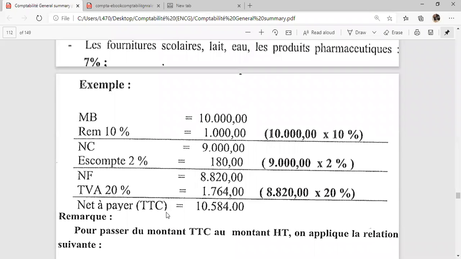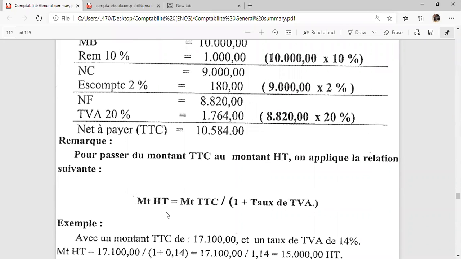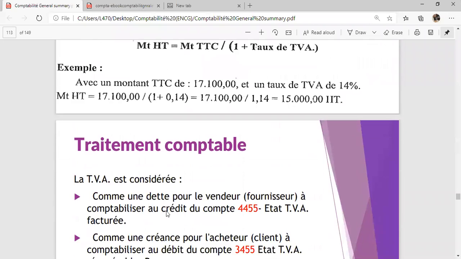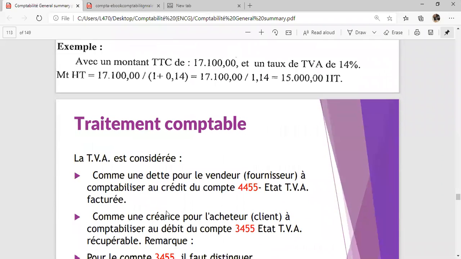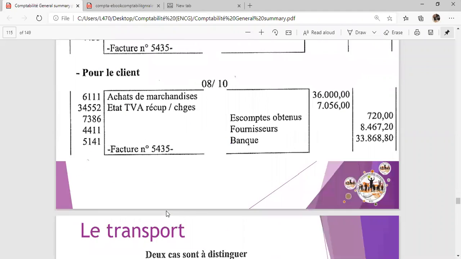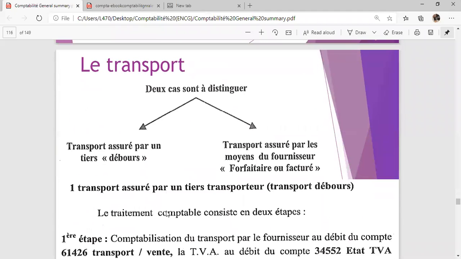Okay, so moving on to what we are going to start with today. We are going to start the segment for the transport. So the transport is a majoration because it adds on to the price of the already bought goods.